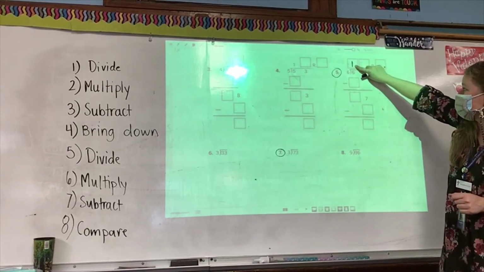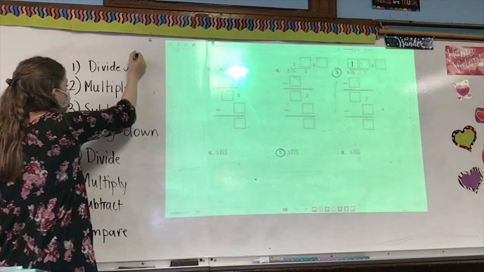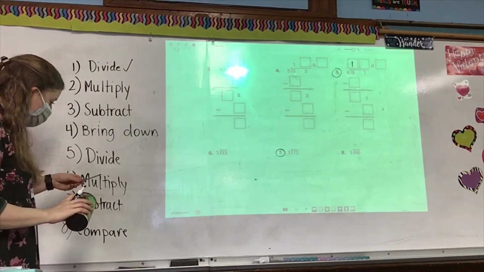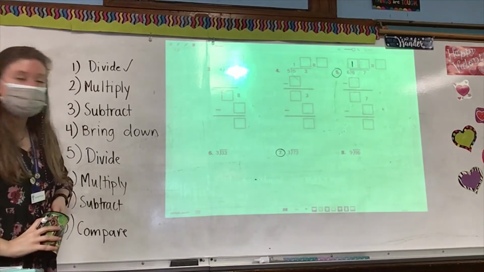So our first digit lines up with the tens place. Okay, so we just divided. Ethan, next we're multiplying. What are we multiplying?